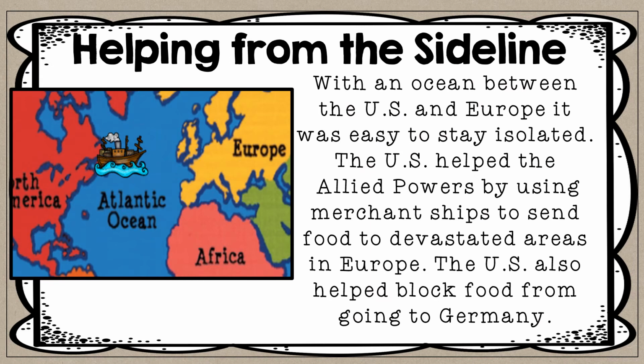Helping from the sideline. With an ocean between the United States and Europe, it was pretty easy to stay isolated. The US helped the Allied powers by using merchant ships to send food to devastated areas in Europe. So essentially, they sent cruise ships that were disguised as merchant liners and just with people on it, they hid supplies to deliver to the devastated areas in Europe. So they were trying not to be involved, but they're being pretty sneaky about it. The US also helped block food from going to Germany, so they're kind of helping even though they're trying not to help.